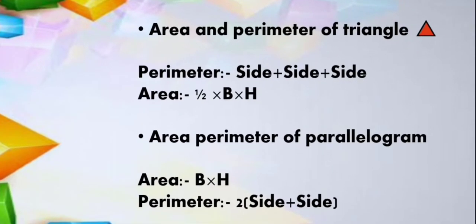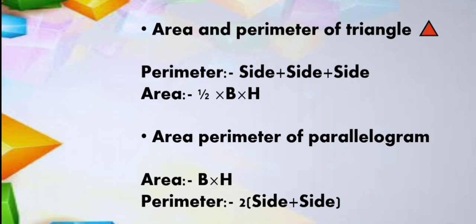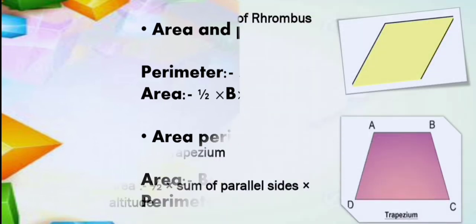Here we are going to see the area and the perimeter of the triangle. The perimeter of the triangle is the sum of all sides, that is side plus side plus side, and the area is 1 by 2 into breadth into height. Now let's see the area and the perimeter of the parallelogram. The area of the parallelogram is breadth into height, and the perimeter is 2 into (side plus side), where side plus side are the opposite parallel sides of the parallelogram.